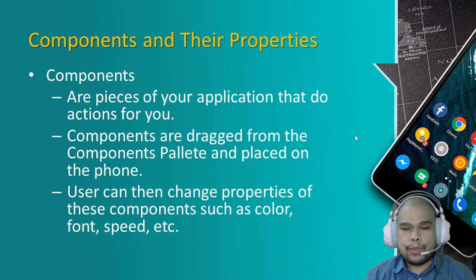Components are pieces of your application that do actions for you. So components are dragged from the components palette and are placed on the phone viewer that we are seeing on our MIT App Inventor designer view. Users can then change properties of these components such as color, font, speed, etc.